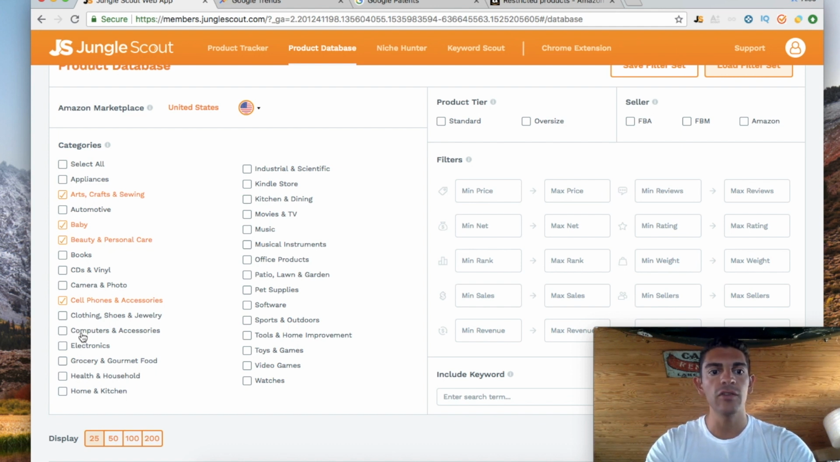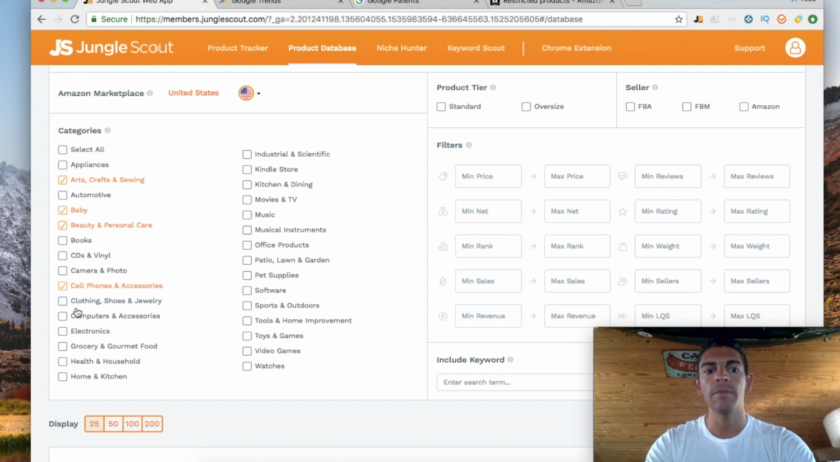Computers and accessories. I really would not go into this category. Computers and accessories, a lot of electronics. I would recommend staying away from electronics. It can be good if you want to poke around in there, but I would recommend staying away from electronics or anything like that. You're not going to sell groceries or food for various reasons.